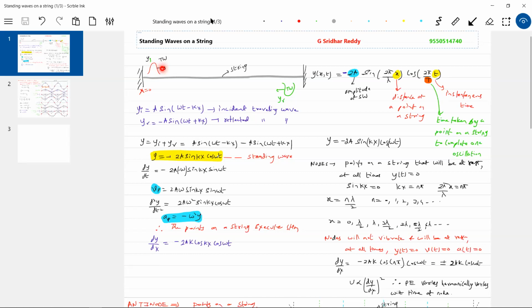So what is the condition for a standing wave to form? Both waves of the same speed, same frequency, amplitude may or may not be equal, moving opposite to each other, undergo superposition, and we will get a standing wave. Two traveling waves of same frequency, same speed, moving opposite to each other, undergo superposition, will get a standing wave. Who will determine the frequency? The incident traveling wave.